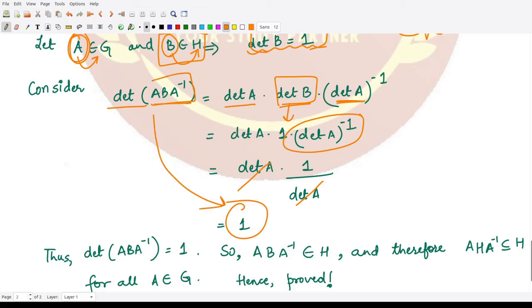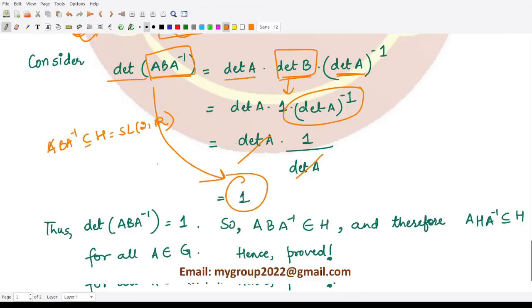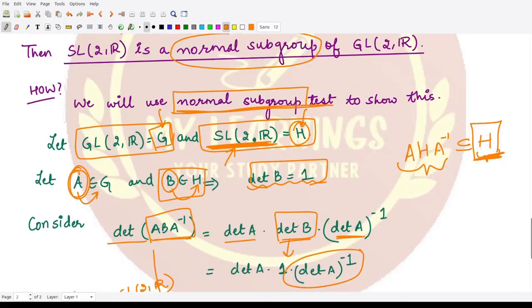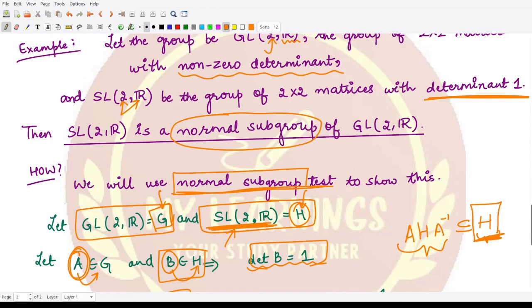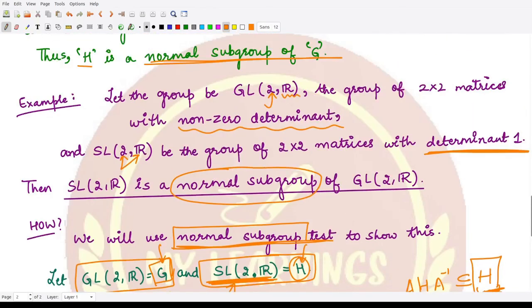So therefore, whatever this member is, it should be present in our subgroup. And what is that subgroup? It is the special linear group consisting of all the 2 cross 2 matrices having real entries and having determinant equal to 1. And because this is true for all the members A taken from the group G, because A was an arbitrary member, therefore we have this result. Hence, by the normal subgroup test, we can now clearly say that this special linear group is a normal subgroup of the general linear group.